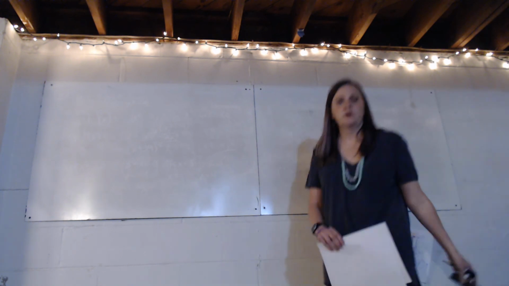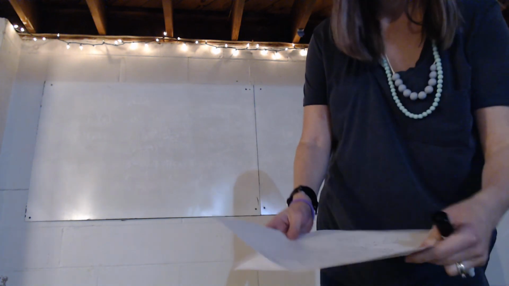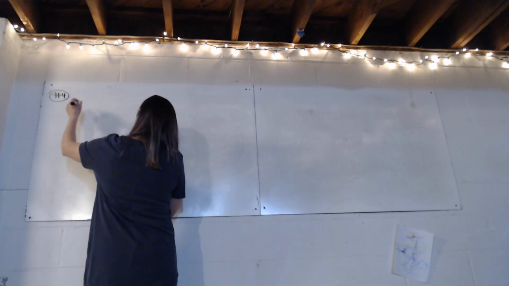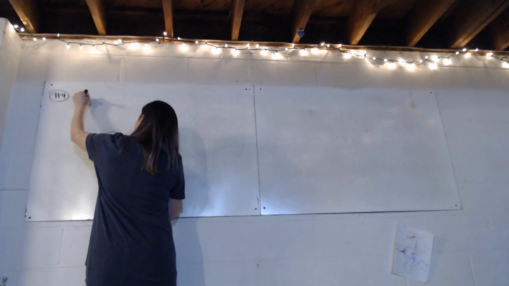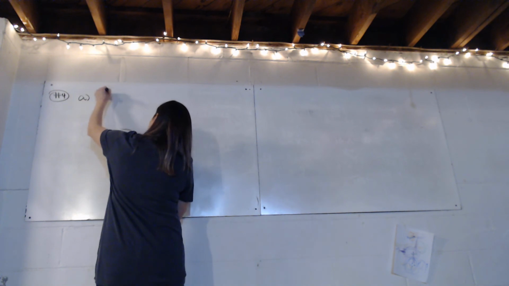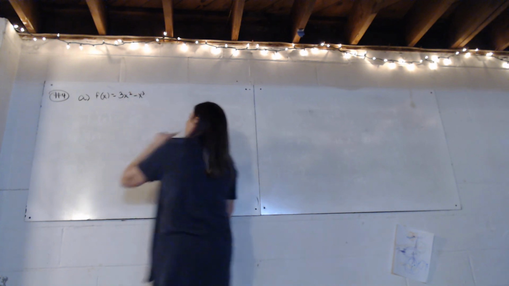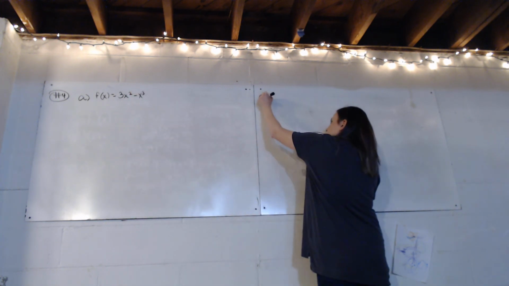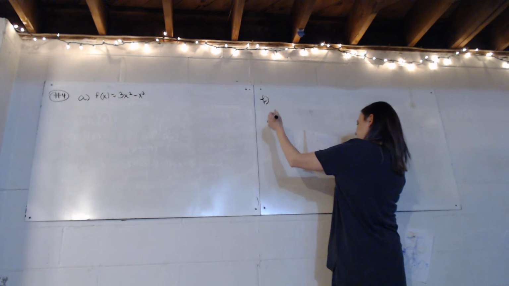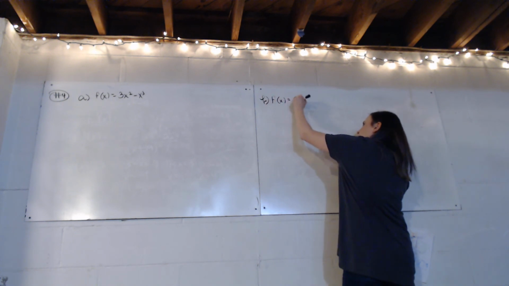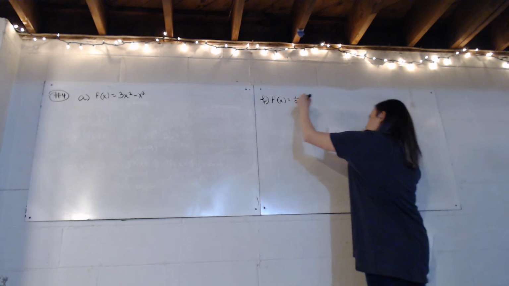Okay, so the last problem, I have to look at it and find it. I gave you two functions again. So this is problem number 4. The first function was f of x equals 3x squared minus x cubed. And the second function we'll end up doing over here was 1/2 x to the 4th plus 2x cubed.